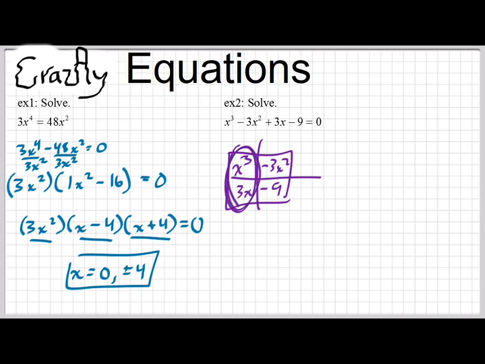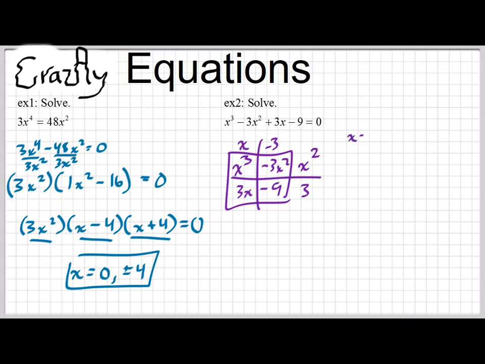What can I take out of both of those? An x. What can I take out of both of those? They're both negative, so negative 3. What can I take out of both of those? x squared. And what can I take out of both of those? 3. Now we double check to make sure the box is working. x times x squared is that. Negative 3 times x squared is that. Negative 3 times 3 is negative 9, and x times 3 is 3x. Okay, we're good.